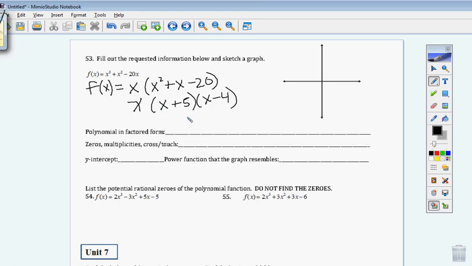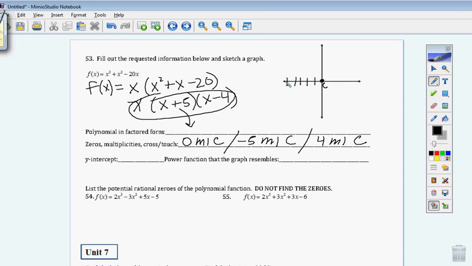All right, so what do we got? We got positive, looks good. Okay, so polynomial in factored form, that's this right here. All right, so what's that mean? That means we have a 0 with the multiplicity of 1, cross. That means we have a negative 5, multiplicity of 1, cross, and then a 4, multiplicity of 1, cross. So right here we're going to cross, 1, 2, 3, 4, 5. Right here we're going to cross, and 1, 2, 3, 4, cross. We've already got a 0 of 0, so that's also a y-intercept.